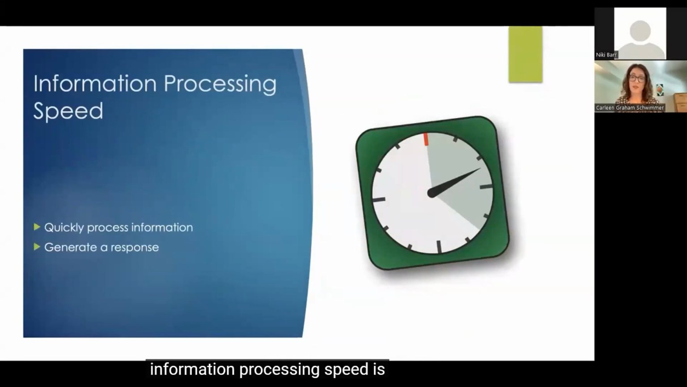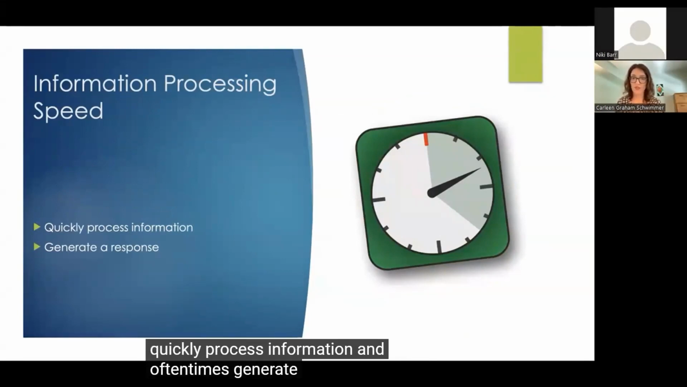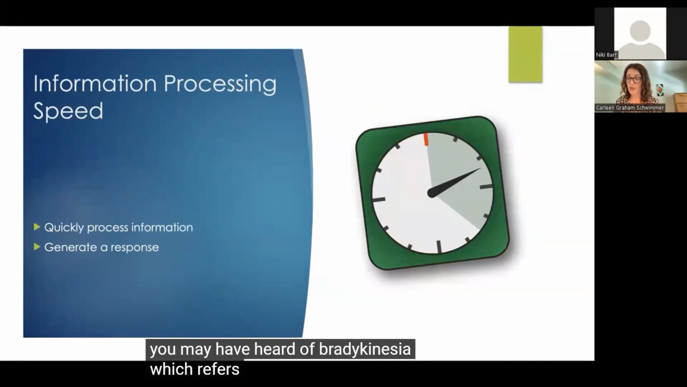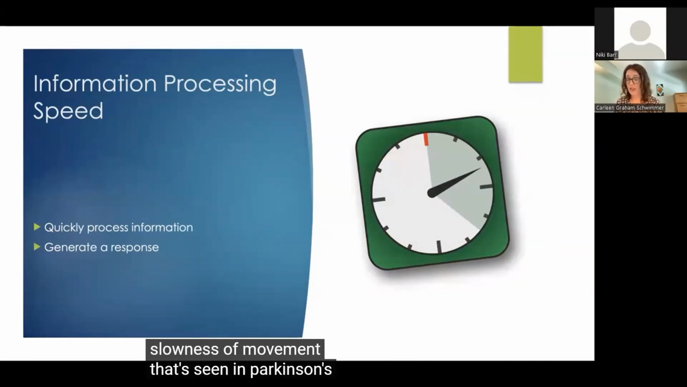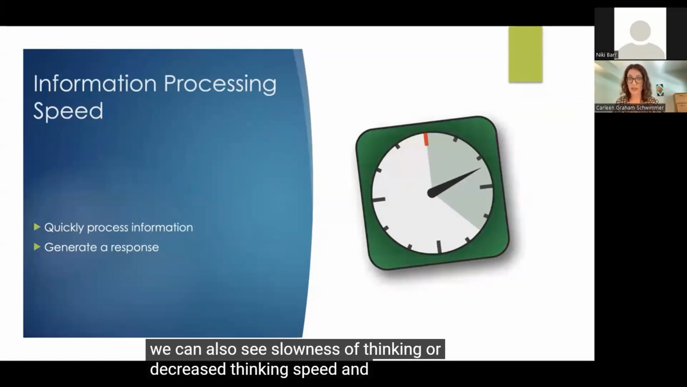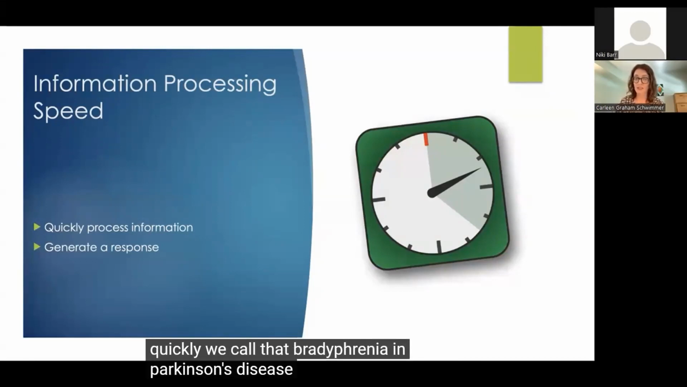Information processing speed is what it sounds like. It's our ability to quickly process information and oftentimes generate a response in a timely manner. You may have heard of bradykinesia, which refers to slowness of movement that's seen in Parkinson's disease. We can also see slowness of thinking or decreased thinking speed and decreased ability to come up with responses quickly. We call that bradyphrenia in Parkinson's disease.